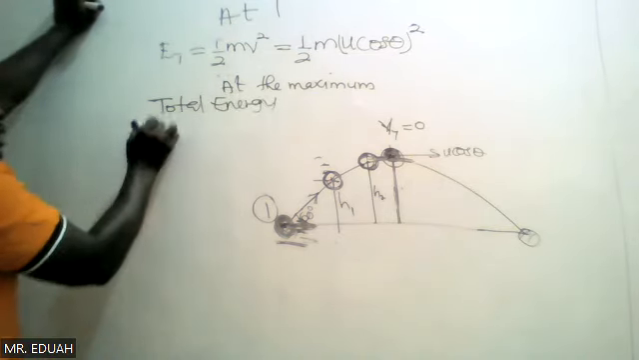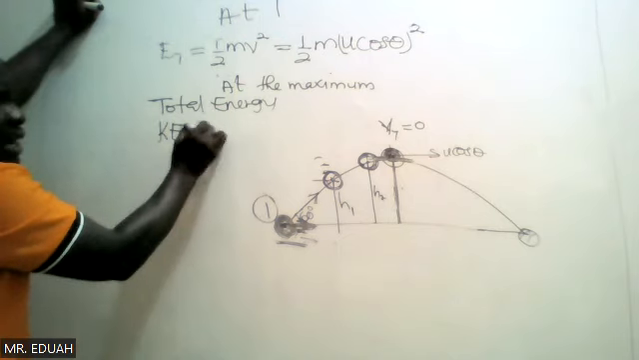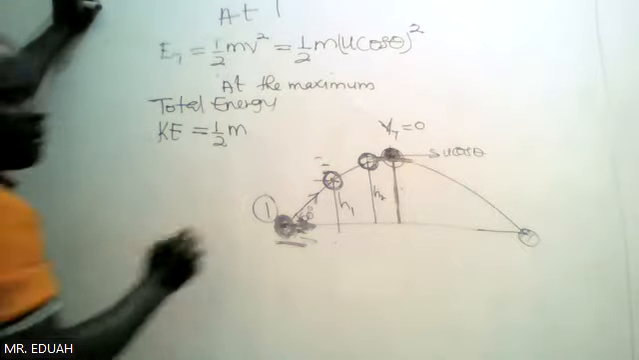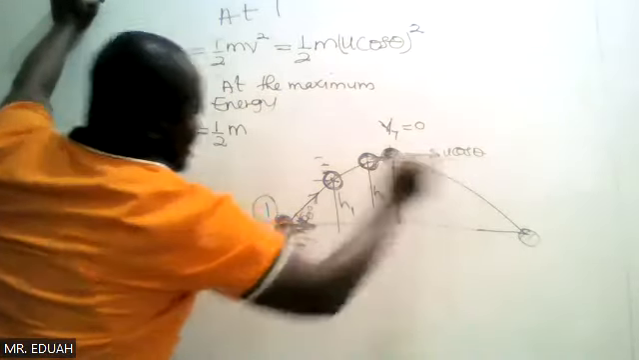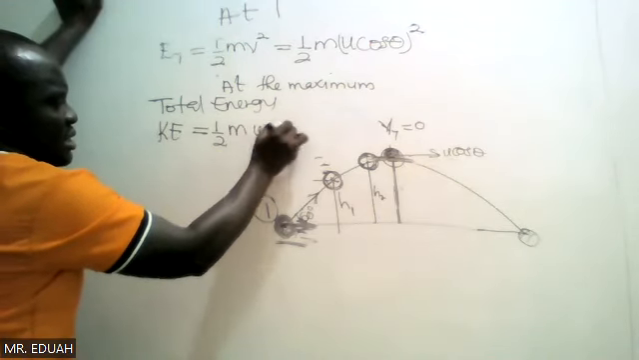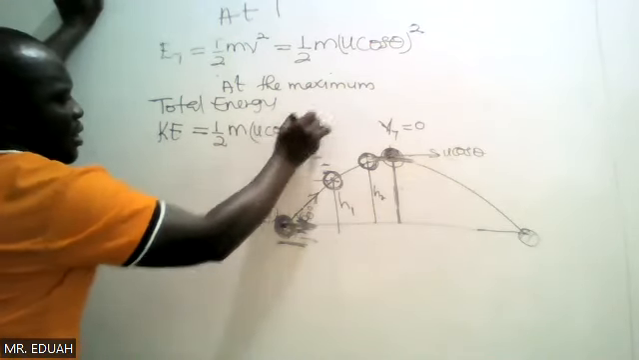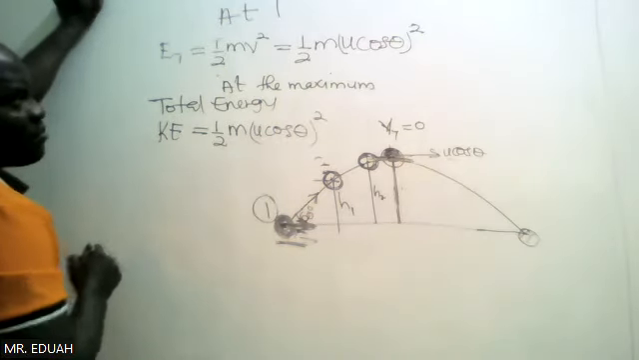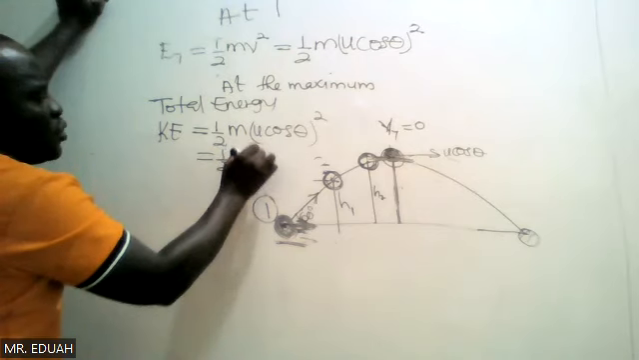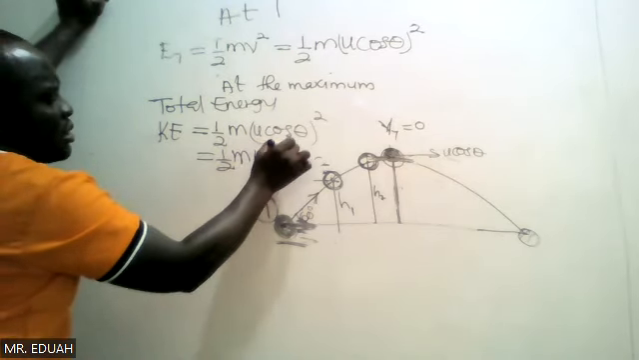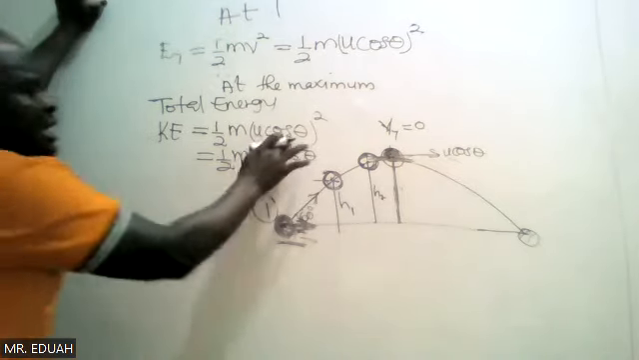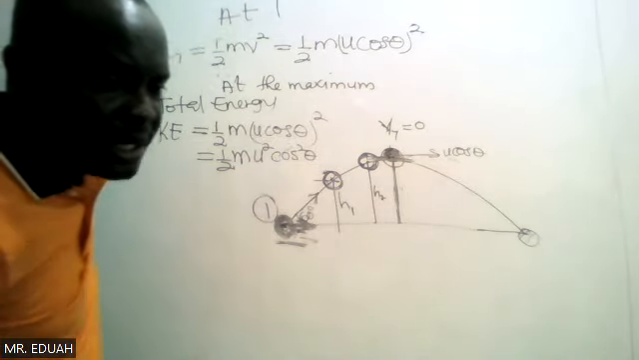is equal to KE at that point, which is half m. The velocity there is this, because Vy is 0. So u cos theta squared, and this is equal to half m u squared cos squared theta. This cos squared theta is the same as cos theta squared.